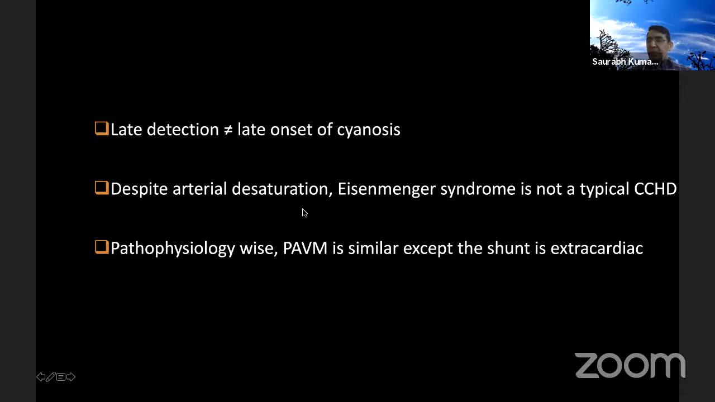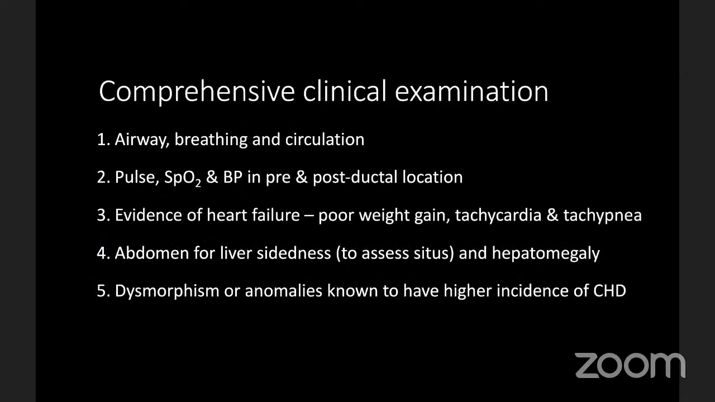Now, despite arterial desaturation, Eisenmenger syndrome is not a typical cyanotic congenital heart disease, and we all know the reasons. Pathophysiology-wise, pulmonary arteriovenous malformations are similar to cyanotic congenital heart disease, except that the shunt is extracardiac and the clinical findings are suggestive of an absolutely normal heart. In cyanotic congenital heart disease, a normal clinical examination is generally not consistent with congenital heart disease.